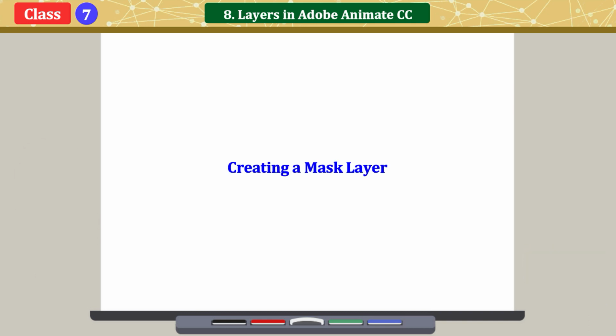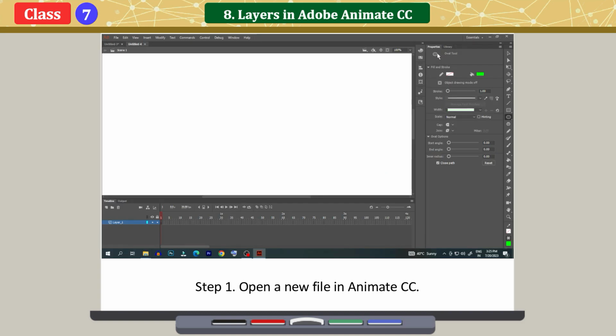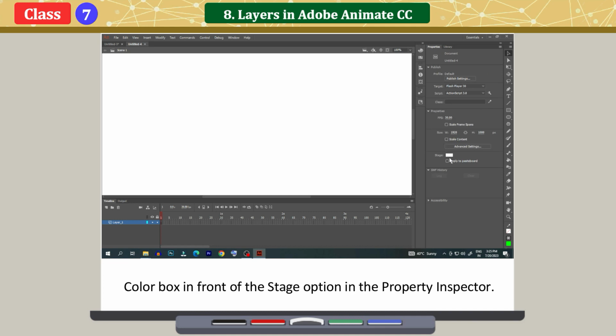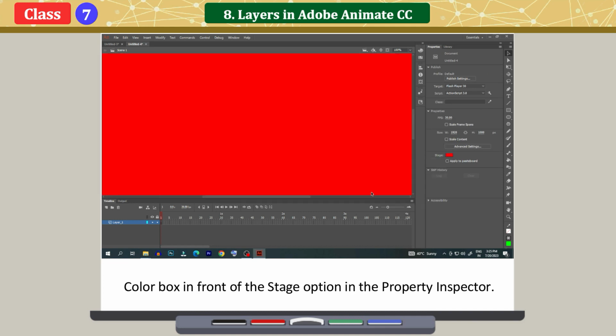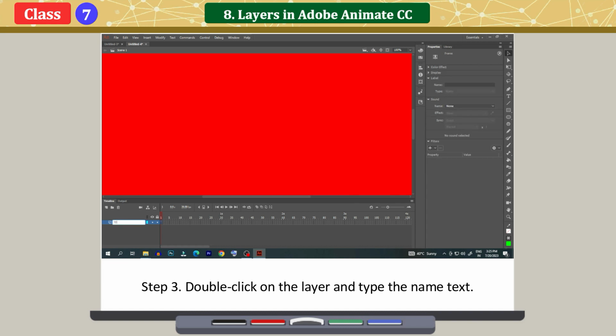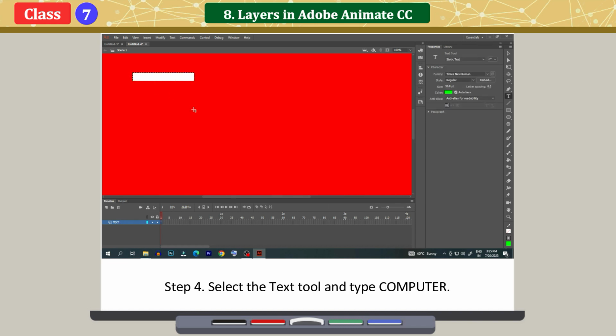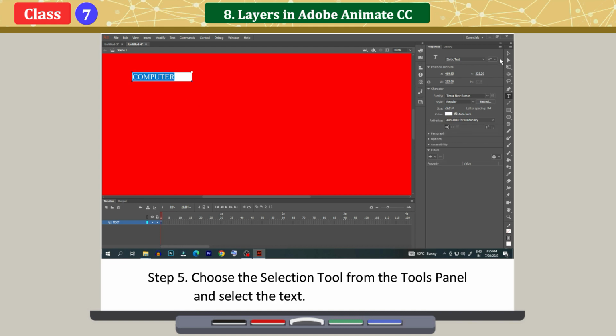Creating a mask layer. Open a new file in Animate CC. Change the background color to red by clicking the color box in front of the stage option in the Property Inspector. Double-click on the layer and type the name text. Select the text tool and type computer. Choose the selection tool from the Tools panel and select the text.